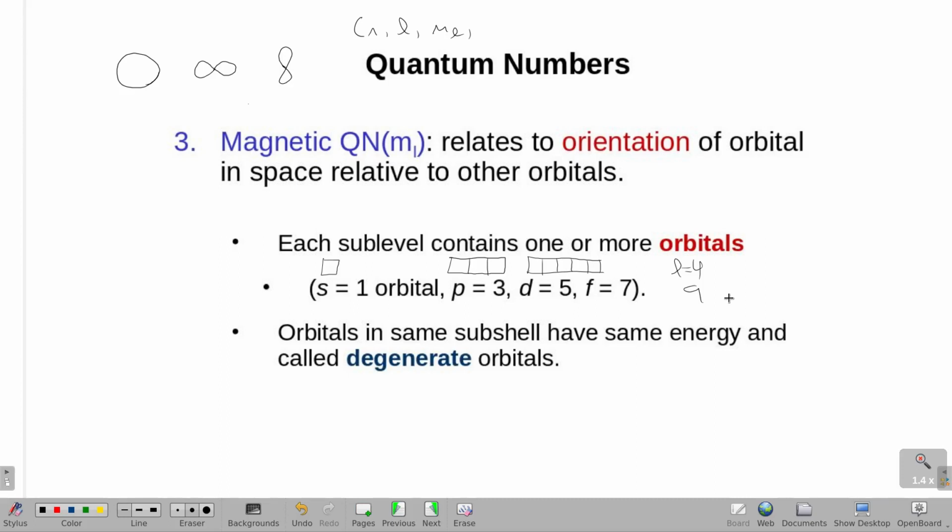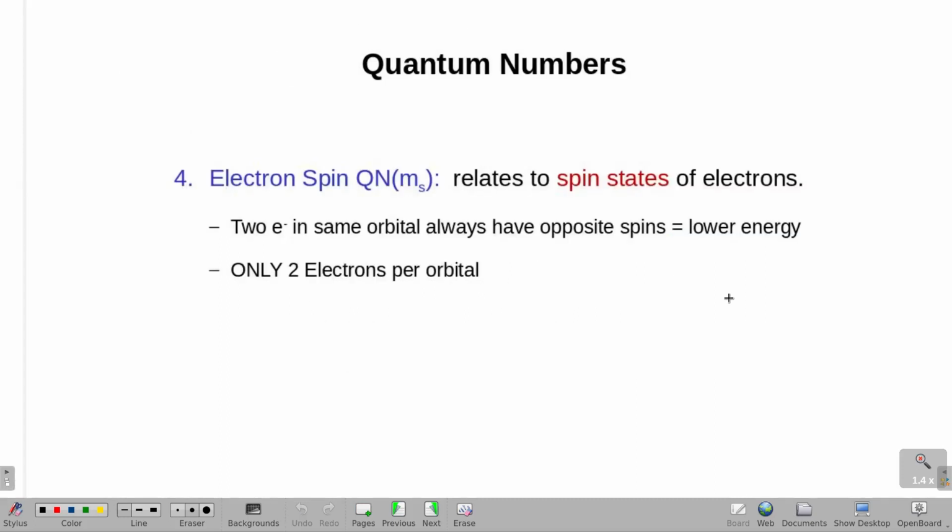Alright, now, those 3 fully describe what the orbital looks like. The next one just describes the electrons going into them. So we have N for the principal energy level, L for the shape, M sub L tells us about the orientation, and then M sub S tells us about the electron in there. Those are 4 quantum numbers.